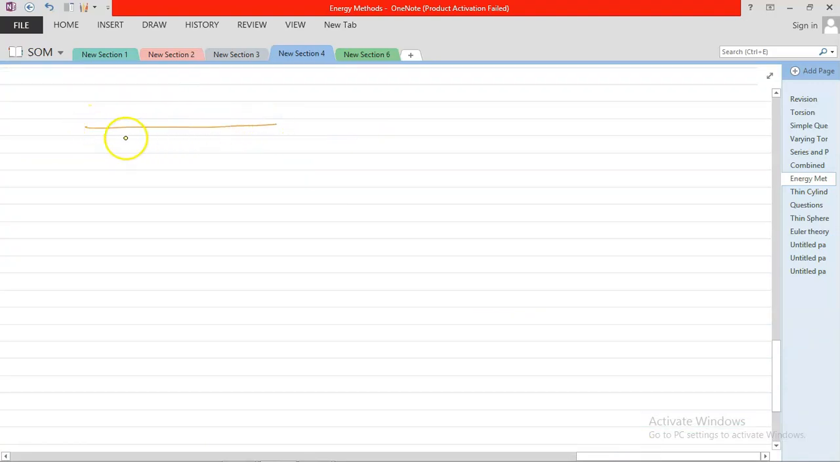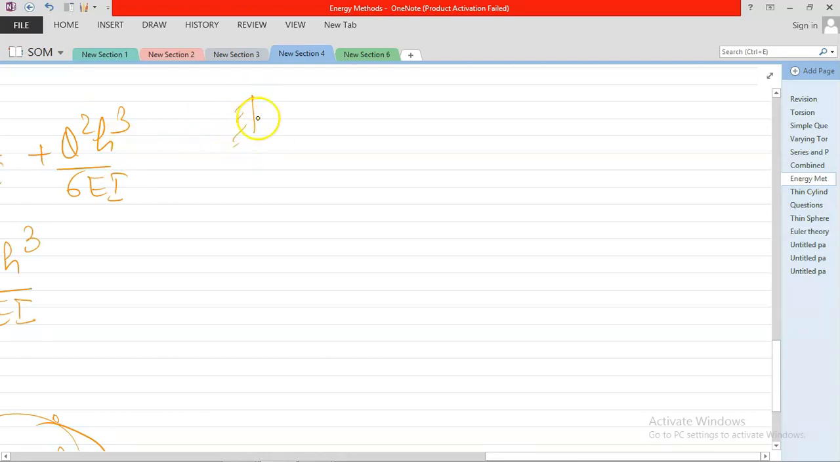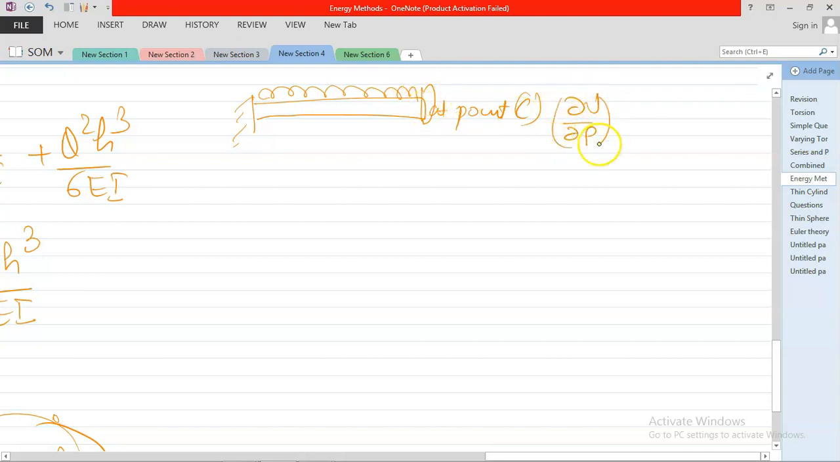You have a uniformly distributed load. Let me take a cantilever beam, and you need to find the deflection at point C. But here there is no particular load to differentiate and obtain the deflection at that point. So what we assume is the same thing: assume a load P in this direction, that is although 0, but assume it and obtain the strain energy. So what will be the strain energy because of this load?